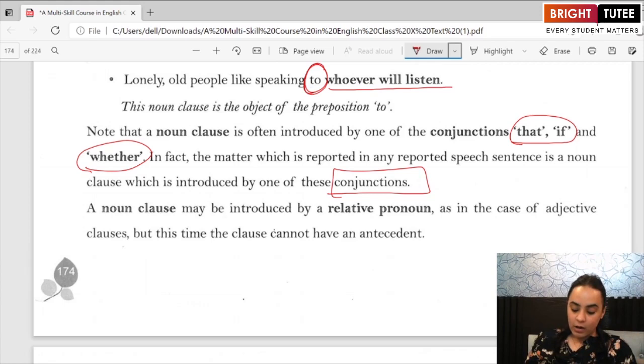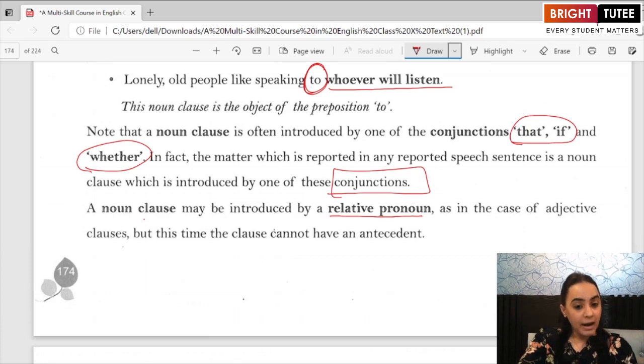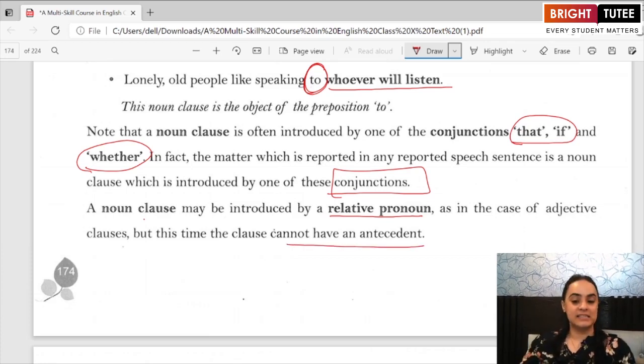Okay. Now, a noun clause can also be introduced by a relative pronoun, as is the case with adjective clauses. But this time the clause cannot have an antecedent.